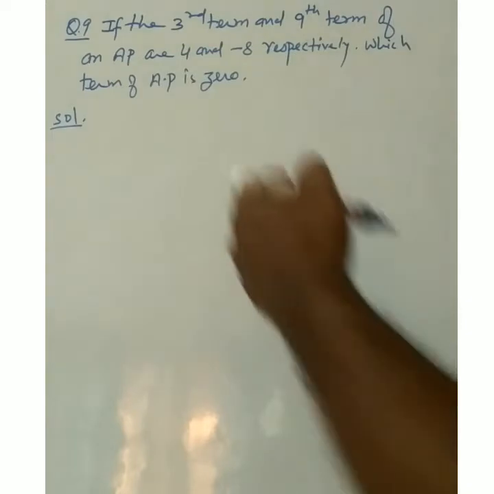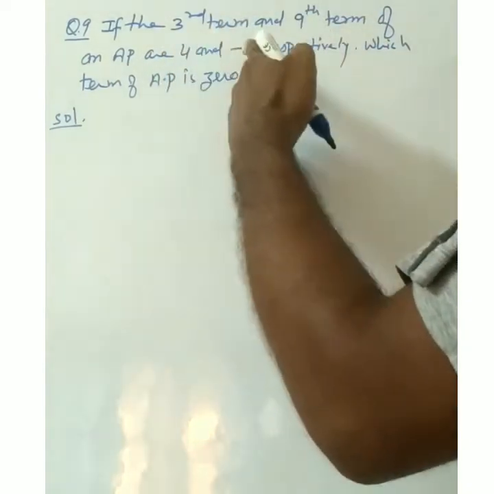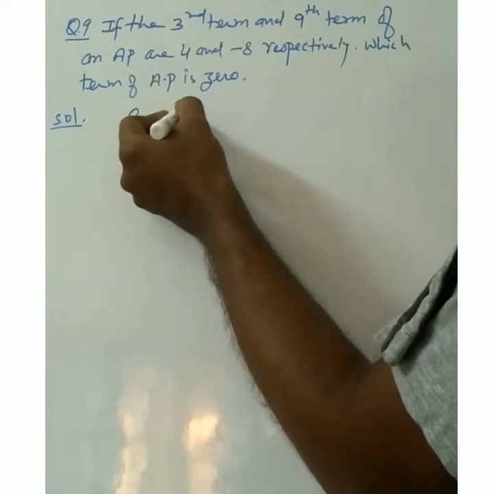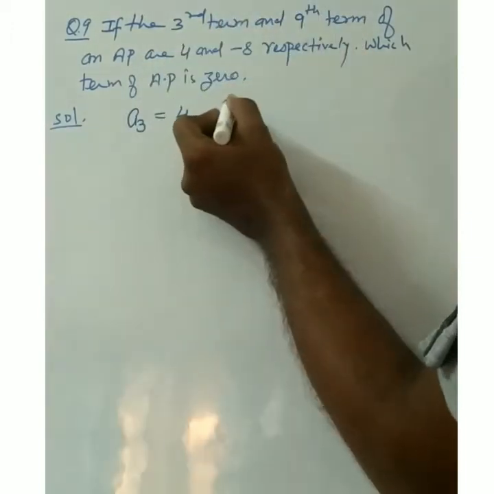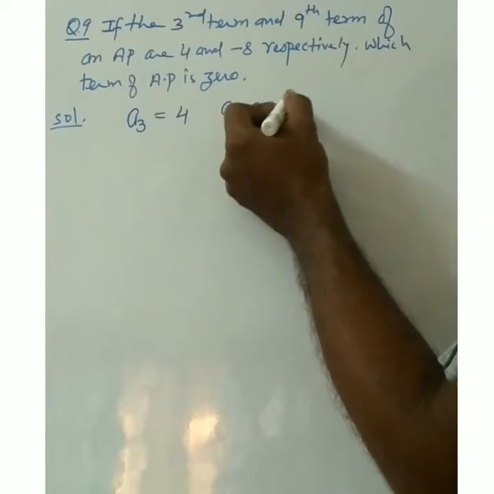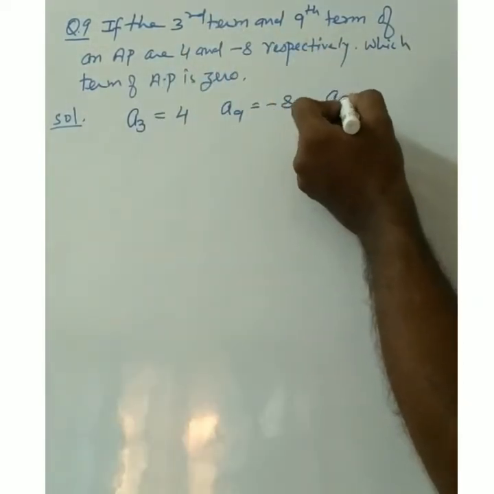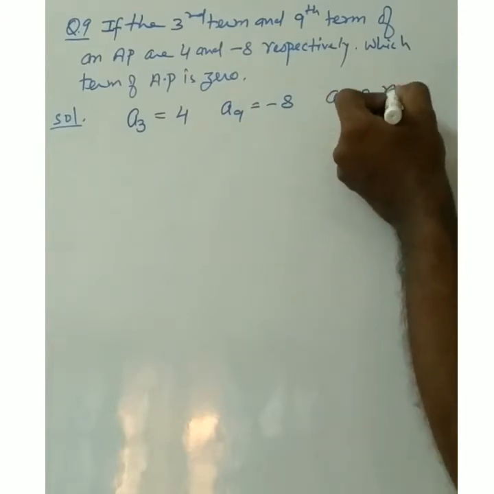Third term and ninth term are 4 and minus 8. Third term means A3, which is 4. Ninth term means A9, which is minus 8. Which term is 0? Let the nth term be 0. So we have to find out n.